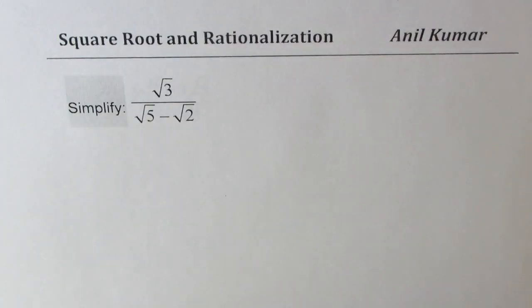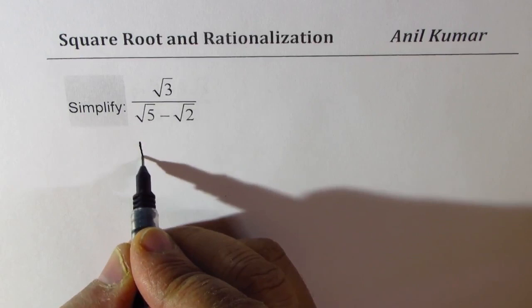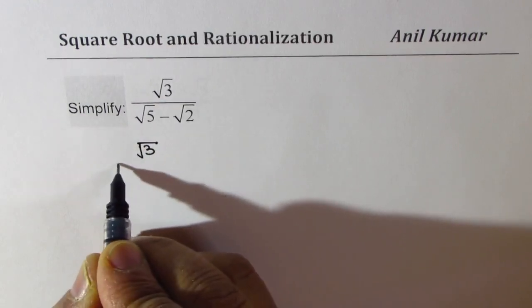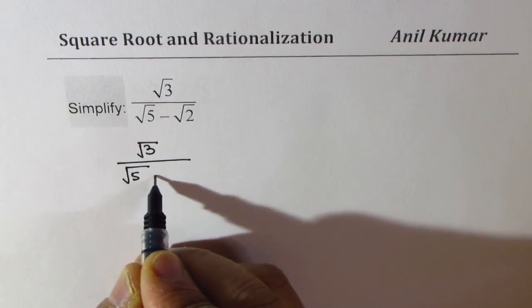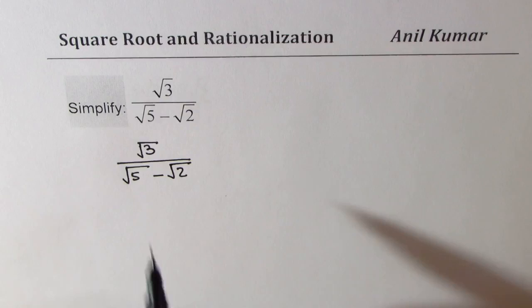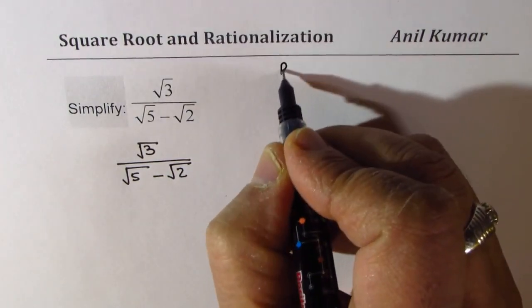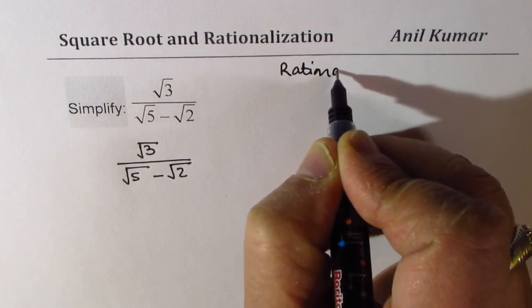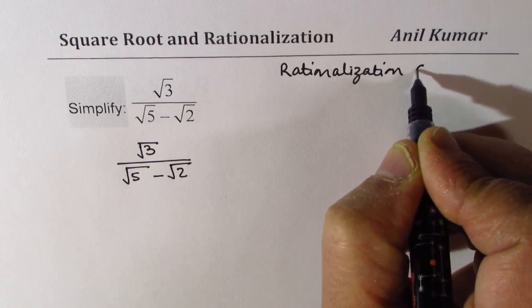Now let's look into rationalization. We need to simplify square root of 3 over square root of 5 minus 2. Now, to rationalize, we have to multiply and divide by its conjugate, correct? Conjugate is an expression which will do rationalization of the denominator. Let me explain more.